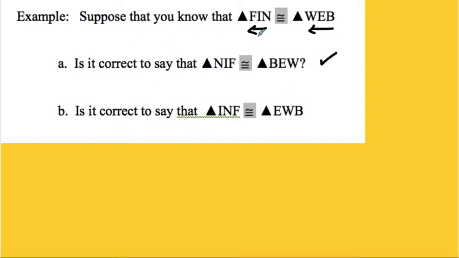Now, suppose I still know triangle FIN was congruent to triangle WEB. Could I write it as INF, EWB? So that's a case I can't. Look, if I go I to N to F, then it would have to be E to B to W. So that's that correspondence. So no, it's not correct to say it this way. This one was yes, this one was no.